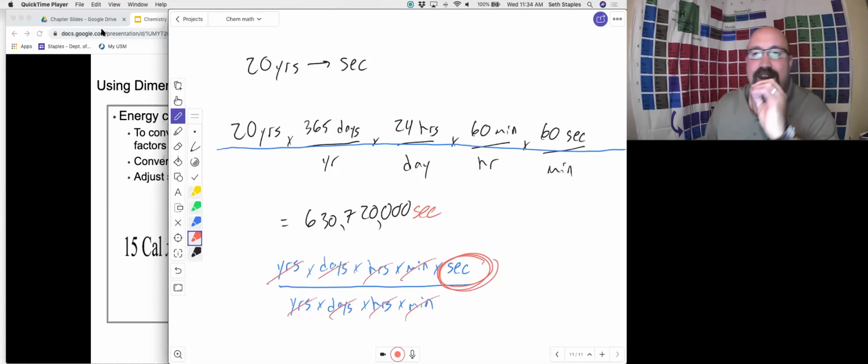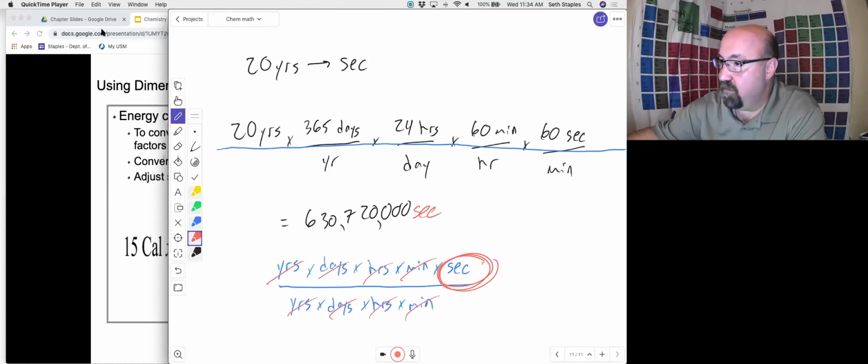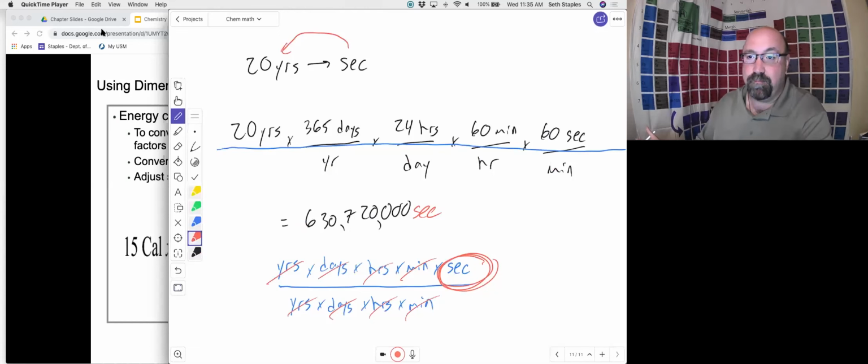And so dimensional analysis makes use of these conversion factors to convert back and forth between different units. Because let's say we were going the other way. Let's say we knew that we had 630,720,000 seconds, and we wanted to convert that to years. Then we're just going to go in the opposite direction. But what we're going to do is take these conversion factors and just flip them around.